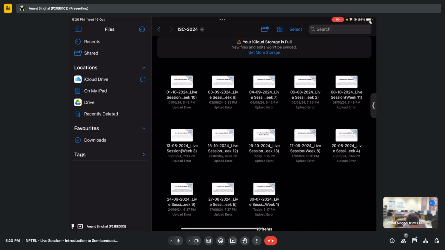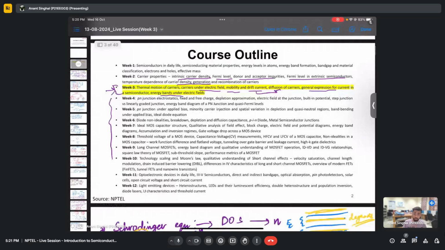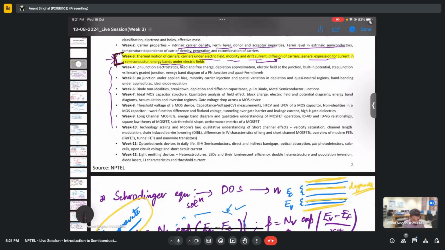Then we have week 3, which included now the motion of carriers. So again, this was a big step towards how the carriers move. We have just affirmed how we are making the Fermi level, the density, the carriers, but how they move is determined by this particular week. So I'd say this was the most important week, because this week covered the drift and diffusion part.